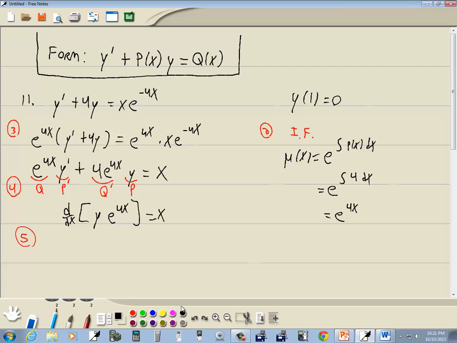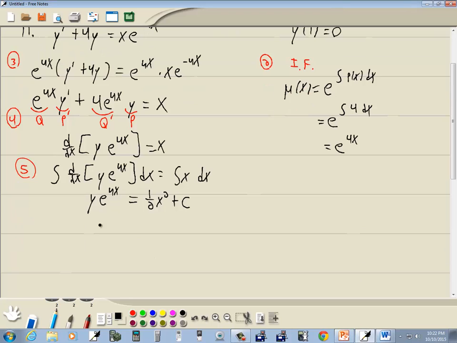Step 5. Take the integral of both sides. So the integral of the derivative dx, and then the integral of x dx. So that gives us y e to the 4x equals the integral of x. You add 1 to the power, divide by the new power. So that gives us 1/2 x squared plus c. Now we're trying to get the y by itself, so we'll divide everything by e to the 4x. So we get y is equal to x squared over 2e to the 4x plus c over e to the 4x.